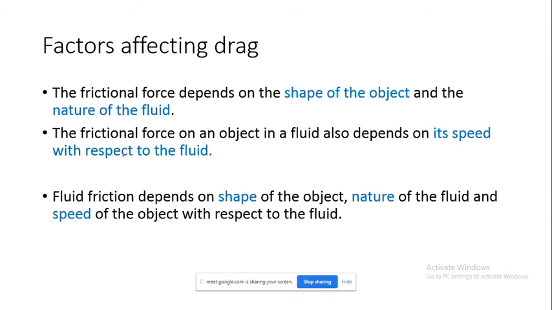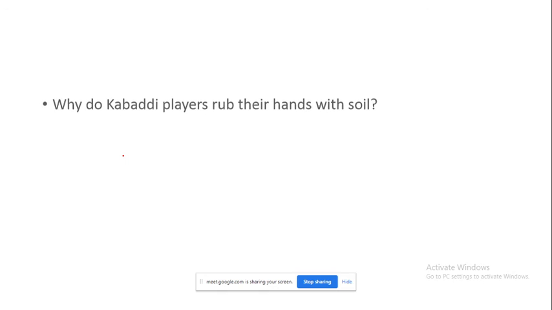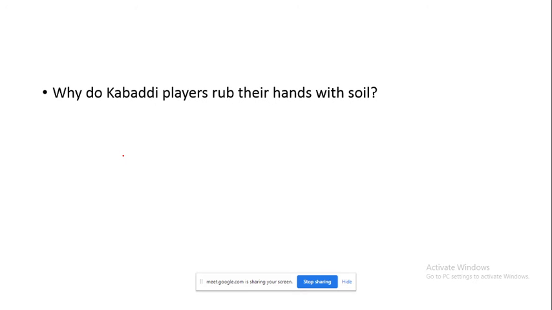So, these are the factors that are affecting fluid friction or drag. Okay, now I have a question here. Why do kabaddi players rub their hands with soil?